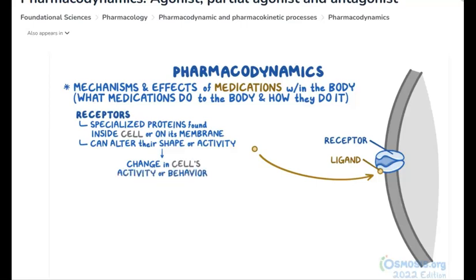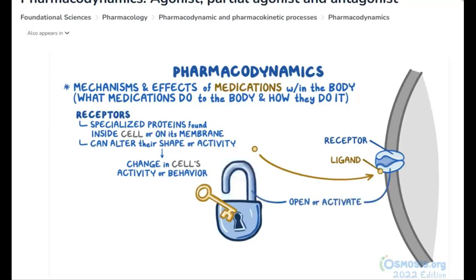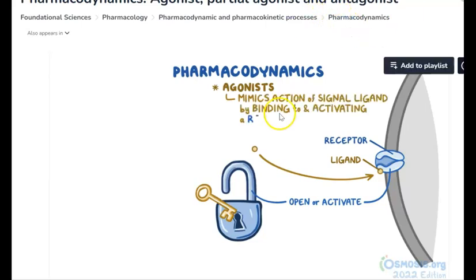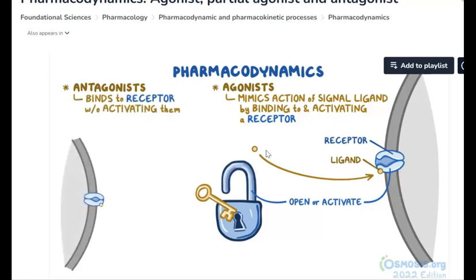You can imagine the ligand as the key that fits into the lock, which is the receptor, causing it to open or activate. Now, depending on the effect a medication has on its receptor, they are often divided into two major categories: agonists and antagonists. An agonist is a medication that mimics the action of the signal ligand by binding to and activating a receptor. On the other hand, an antagonist is a medication that typically binds to a receptor without activating it, but instead decreases the receptor's ability to be activated by another agonist.